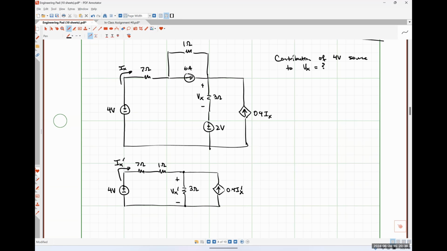Let me think about how I would solve this thing. Part of me is saying, and I don't know that this is going to get me anywhere, but I see that I have Ix prime flowing in and 0.4 Ix prime flowing in to this node, so that this current right here must be 1.4 Ix prime, but I don't know that that actually helps me at all here.